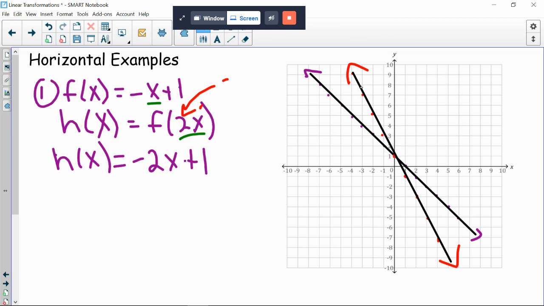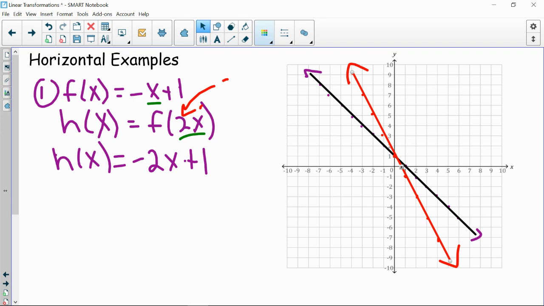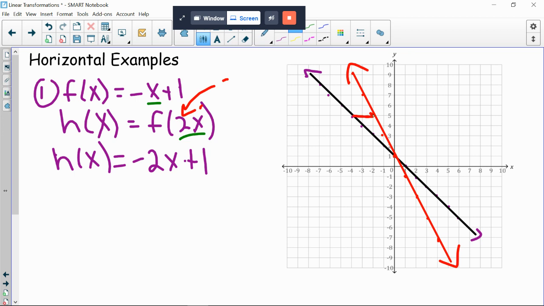So if I look at my red line, I see that the red line is compressed towards the y-axis compared to the black line. So you're taking it and you're squishing the points closer. Like this point goes there, this point goes there, this point goes closer, and every point, if you look, it's getting 2 times closer. So this means it's a compression.